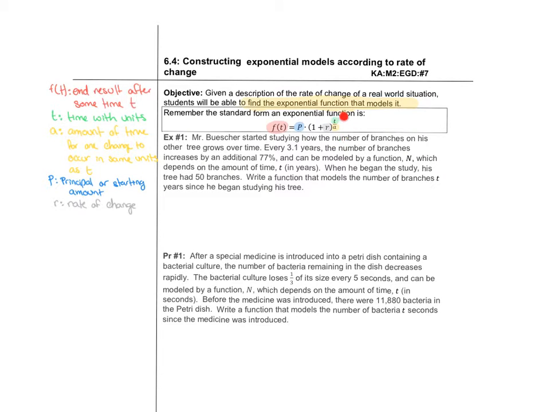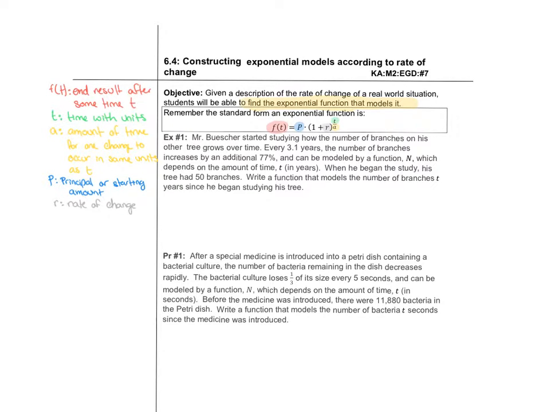And then we have our t over a, where t is our time with units. So it could be seconds, years, days, whatever you want it to be. And then a is the amount of time for one change to occur in the same units as t, and that's very important. So if they're not in the same units, you kind of have to change them to be in the same units.